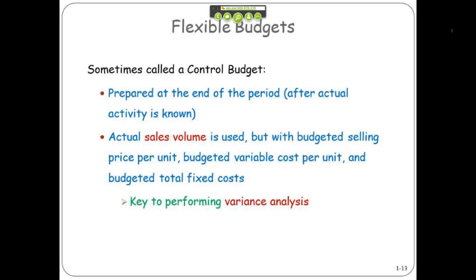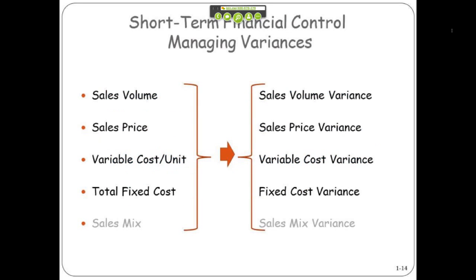It's prepared after the period is over, let's say the month. And this just says you use the actual sales volume, but you use the budgeted price, the budgeted variable costs, and the budgeted fixed costs. And this is the beginning of your variance analysis. We will, in the next 2 chapters, talk about everything but the sales mix. So you have the 4 items that you're looking at, and you can start doing variance analysis on all of them, and you can keep digging deeper and deeper to understand causes and the reasons why.